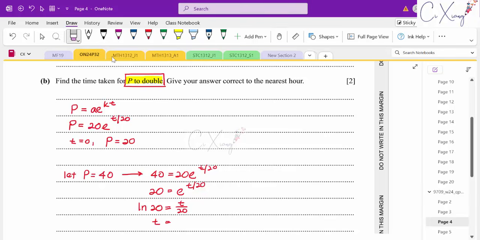Oh, sorry, I make a careless mistake here, right? This one should be a 2, right? Okay. Yeah, this one is also a 2. Okay, then t is equals to 20 ln 2.